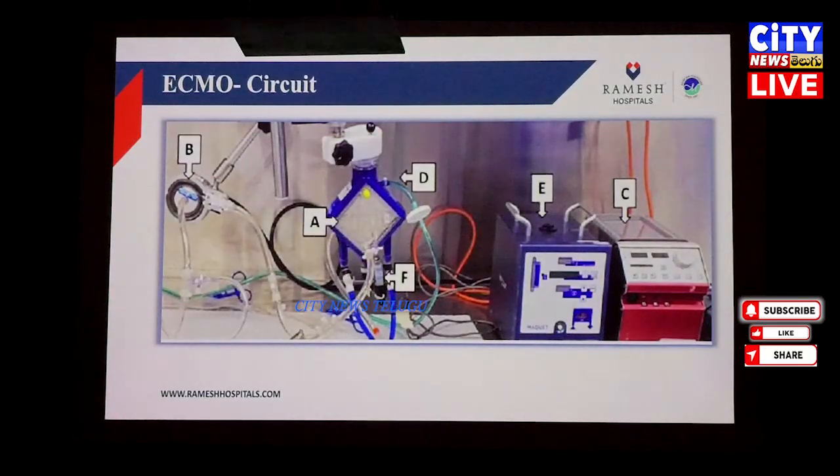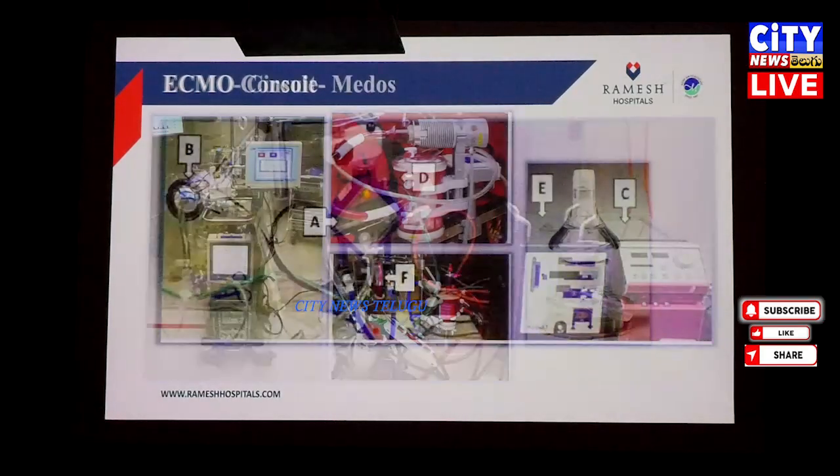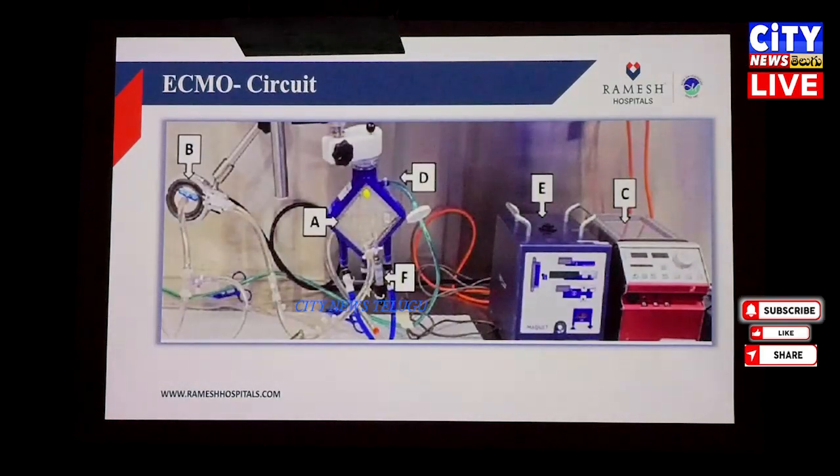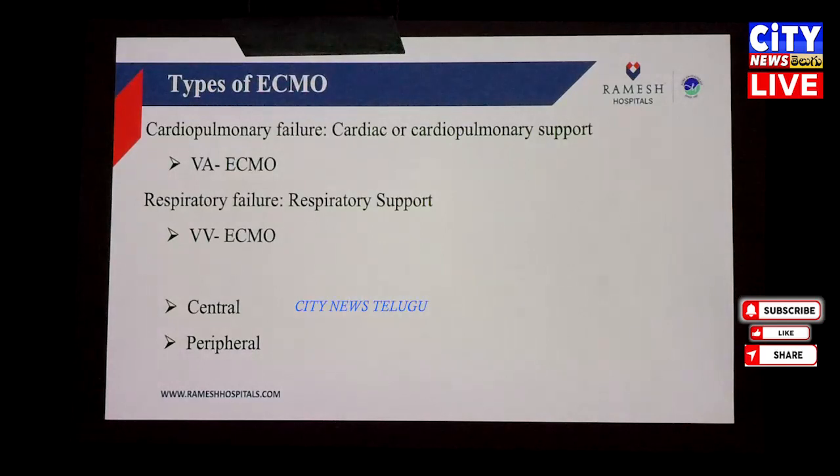This is how the circuit works. From the patient through the access cannula, blood is brought to the pump. The pump pushes the blood into the oxygenator, where oxygen is added, carbon dioxide is removed, temperature is regulated, and from the oxygenator, blood is pushed back into the patient. This is how an ECMO circuit generally works.